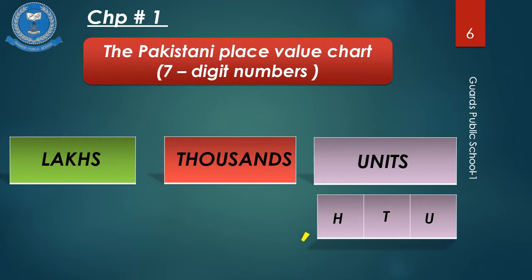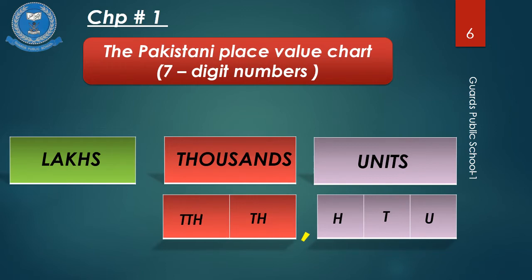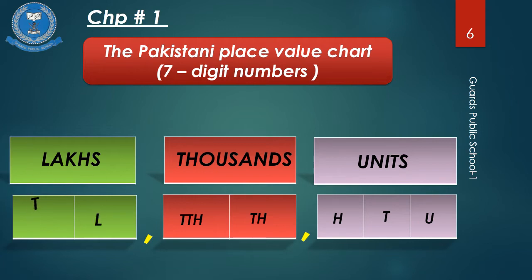Second period is of thousand. Now thousand period or family is further divided in two members, thousand and 10,000, comma, as our thousand period is completed. Third period is of lakh. Now lakh period or family is further divided in two members, lakh and 10 lakh.